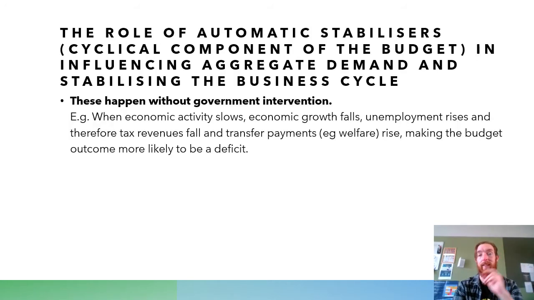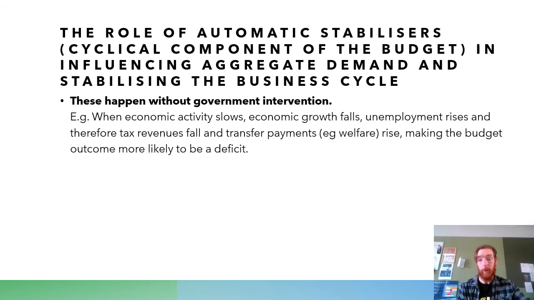The role of automatic stabilizers, the cyclical component of the budget in influencing aggregate demand and stabilizing the business cycle. So automatic stabilizers happen without any government intervention. This is when automatically there is a change in the level of tax revenue and welfare outlays or transfer payments by the government as economic activity changes. As we go along the business cycle, going up and down, when we're in an expansion, people are becoming more employed, they're earning more income, they're paying more tax on that income. At the same time, if more people are employed, the government is paying less transfer payments overall. That means the government's receiving more revenues, having less outlays, more likely to move us towards a surplus budget, which works to be countercyclical or contractionary in nature and pushes back into a contraction.